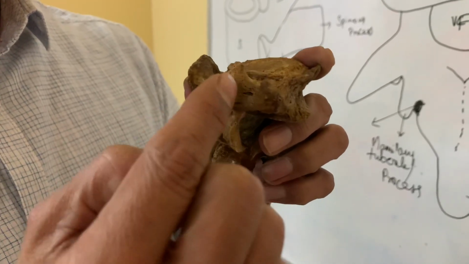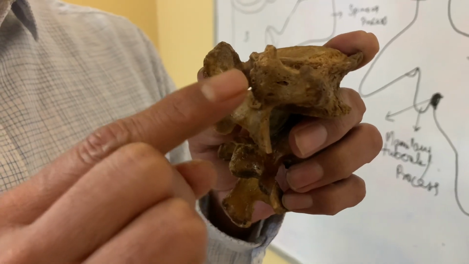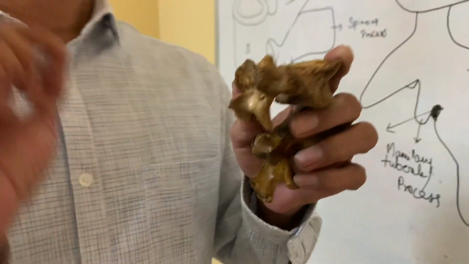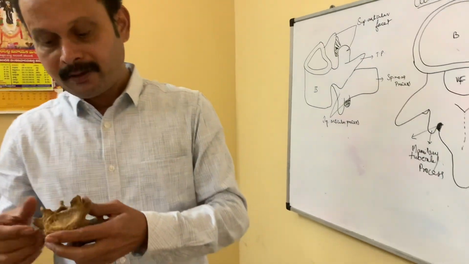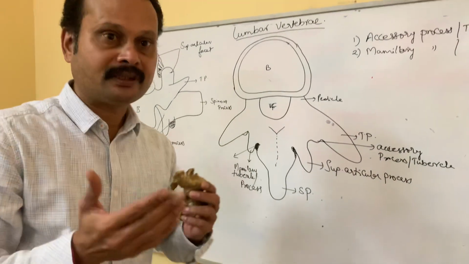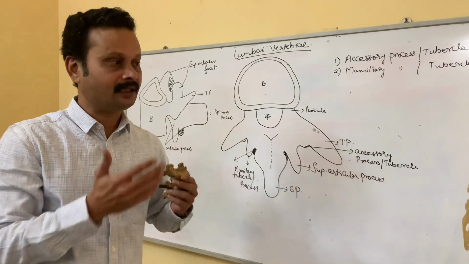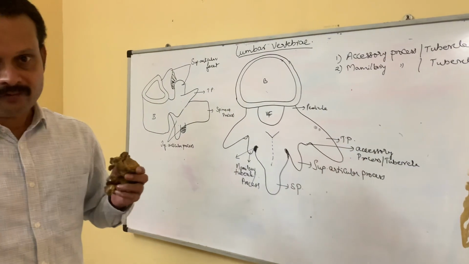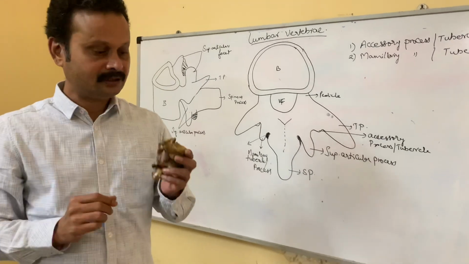So the presence of the accessory process and mammillary process, or accessory tubercle and mammillary tubercle, at the root of the transverse process and at the posterior border of the superior articular facet is the feature of lumbar vertebra, with the absence of costal facets on the side of the body, which is a feature of thoracic vertebra, and foramen transversarium in the transverse process, which is a feature of the cervical vertebra.